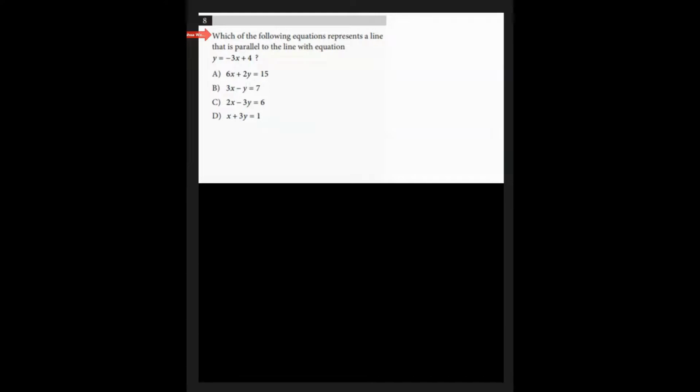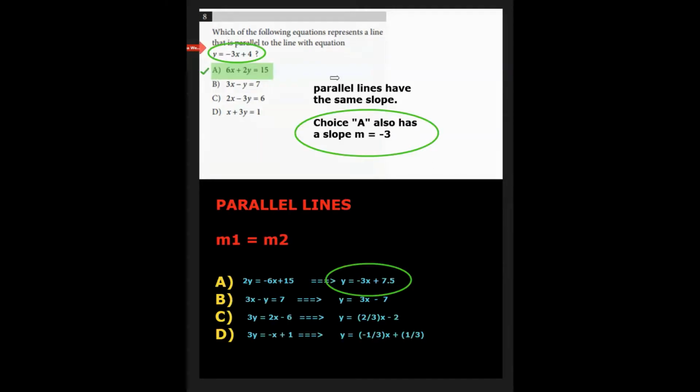Question 8. Which of the following equations represents a line that is parallel to the line with the equation y equals negative 3x plus 4? Well, parallel lines have the same slope. So what we need to do is find when slope m, which we know is negative 3, is the same for the parallel line.